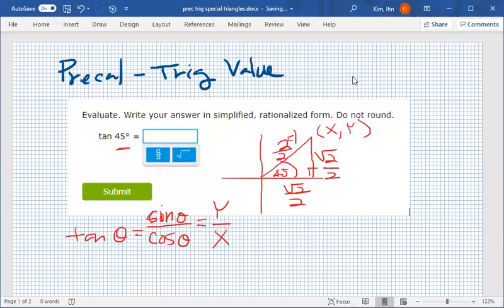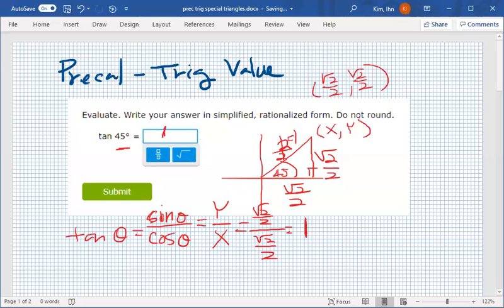Okay, it's 1 now. And the sides are now radical 2 over 2 and radical 2 over 2. They're the same, and they're both positive because we're in the first quadrant. So since they're the same, it's going to be 1. And that's going to be my final answer right over here. Okay, so that was a good review.